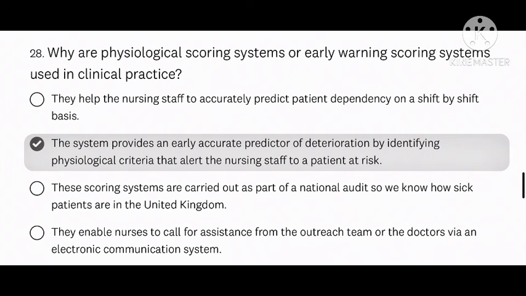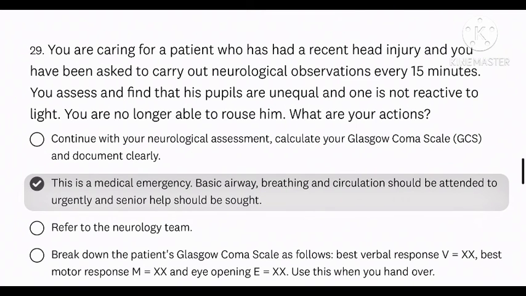You are caring for a patient who has had a recent head injury and you have been asked to carry out neurological observation every 15 minutes. You assess and find out that pupils are unequal and one is not reactive to light. You are no longer able to rouse him. What are your actions? This is a medical emergency. Basic airway, breathing, and circulation should be attended to urgently, and senior help should be sought.